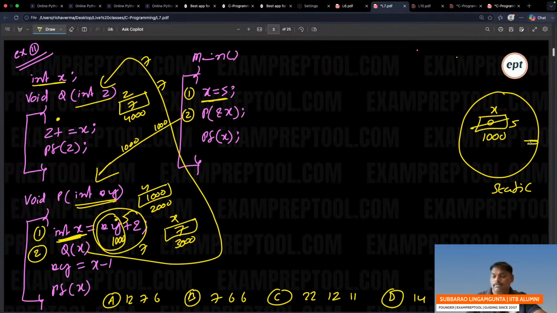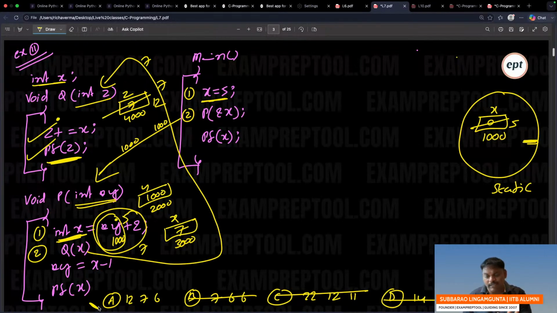This is right. So x value is now 5. So 5 plus z value 7, 7 plus 5 is 12. So z became 12 now. Print z. 12 will be printed. Most probably that is the answer. But anyhow, to be on the safe side, we'll do it one time. So I think this is completed. So the Q function is over.